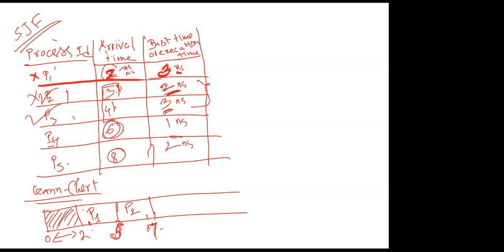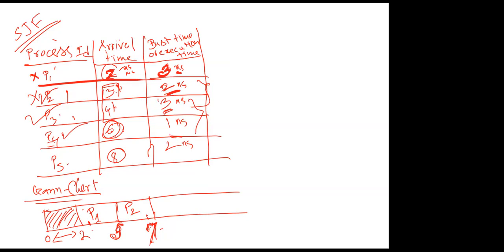So process P5 is still not inside the RAM. Only two processes, P3 and P4, are inside the RAM, because the current time is 7 time units. Their arrival times are 4 and 6. So these two processes are inside the RAM, and from here the CPU will schedule the process that needs the least burst time.